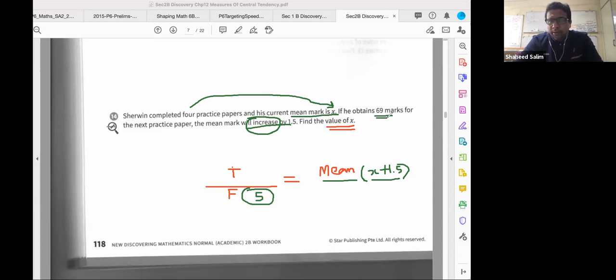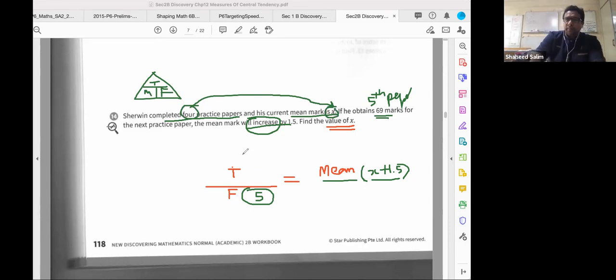The total, you have the 5th paper. This is the 5th paper. Can you find the total of the 4 papers down here? You want to find the total, right? Total equals mean times frequency. The mean is given here. Frequency is here. You can find the total of the 4 papers, then plus the 5th paper to get the total.